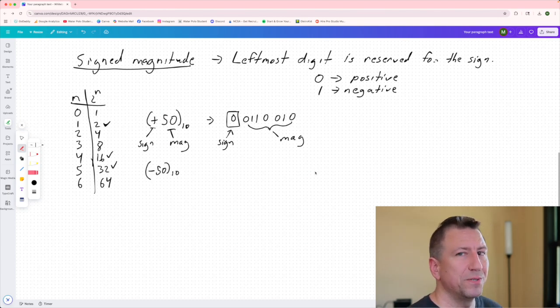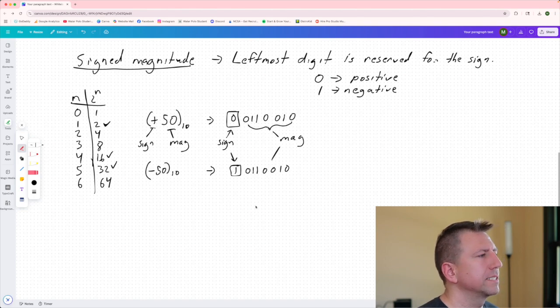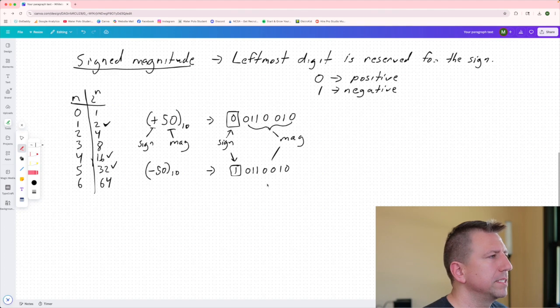So here's a good chance for you to pause the video and see if you can put negative 50 together. The only difference here is that the leading digit is a 1, representing that this is a negative number, and then the magnitude is exactly the same. So the magnitude there is the same as the one above. It's 50. If I took this part as a 7-digit unsigned number, it would read 50. And then that leftmost one, or the most significant bit, if you will, is the sign.